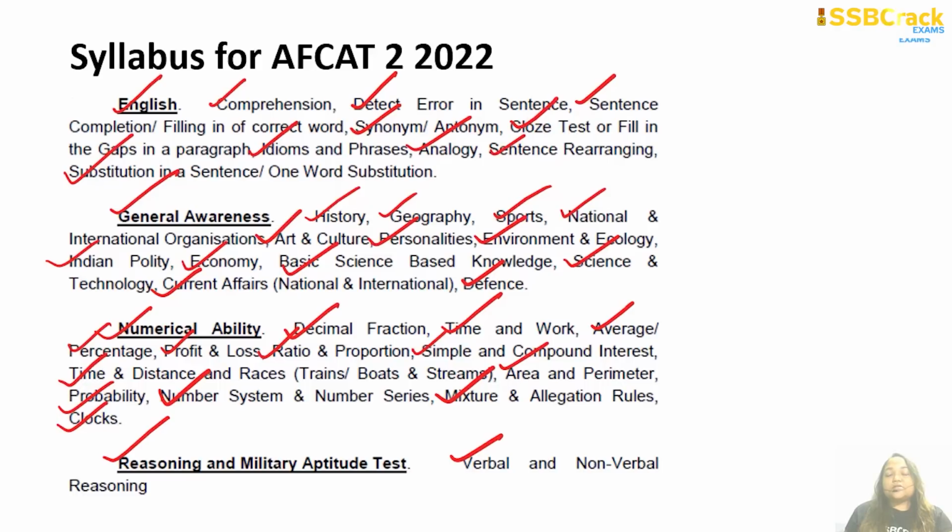As you can understand, it's a snapshot taken from the official notification of the Indian Air Force for AFCAT 2 2022 exam. So this is the official syllabus that has been published by the Indian Air Force for their AFCAT 2 2022 exam. Also, as you all know, the AFCAT 2 2022 exam will be conducted in August 2022, that is on 27th, 28th and 29th of August. The time is much less.